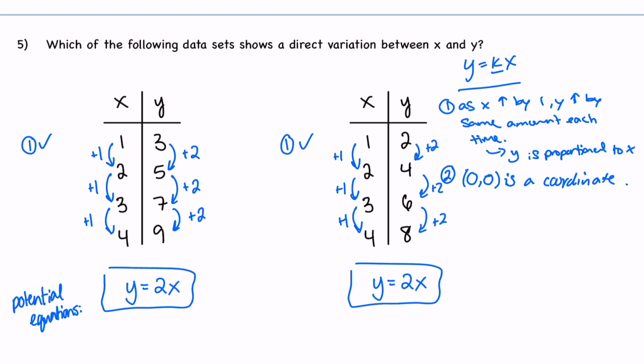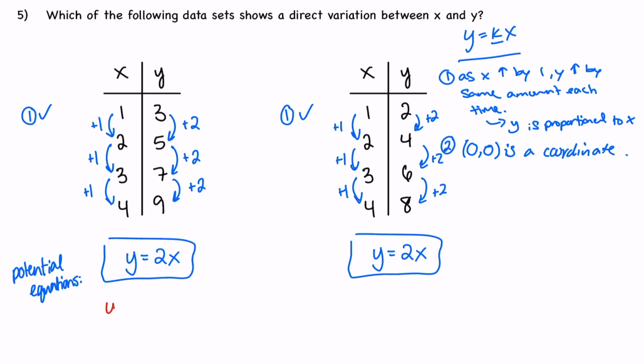Now all we have to do is make sure our data sets follow these patterns for direct variation, and if they do, then they will show a direct variation, and if they don't, then we know that it does not show a direct variation. So if I plug in x as 1, I should get 3 as our y value. And for this data set, if I plug in x is equal to 1, I should get 2 as our answer. So for our first one, let's test it with x equals 1.